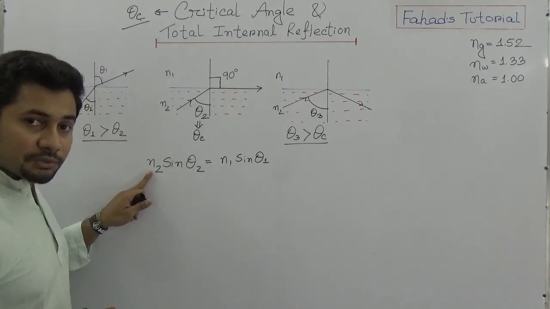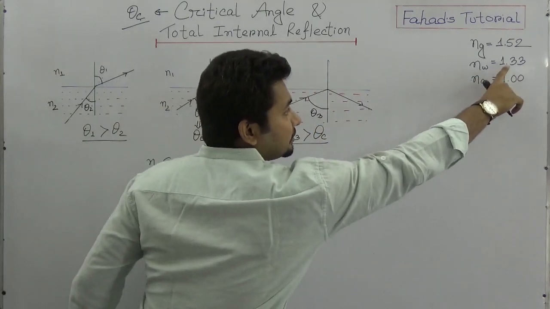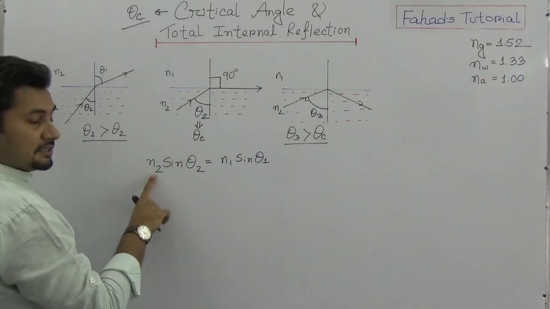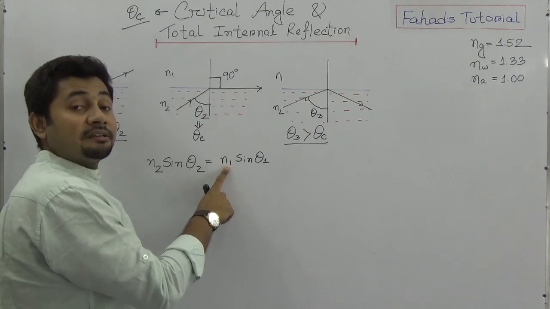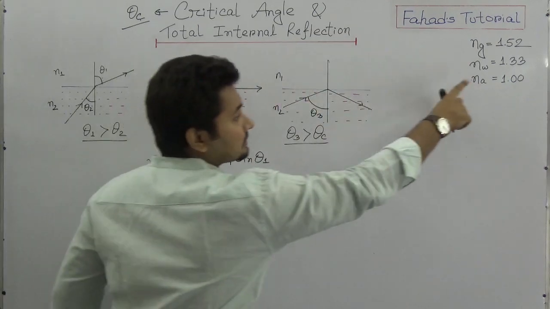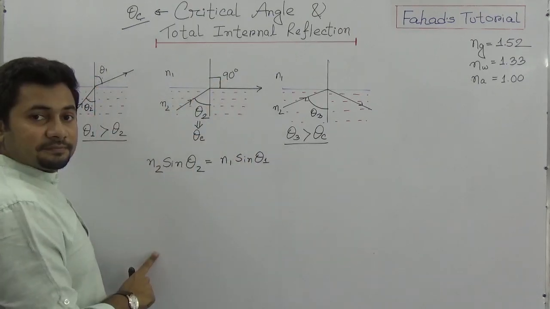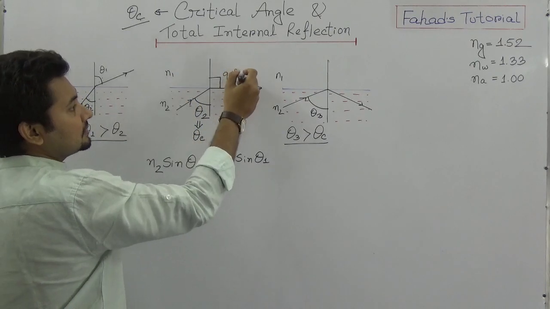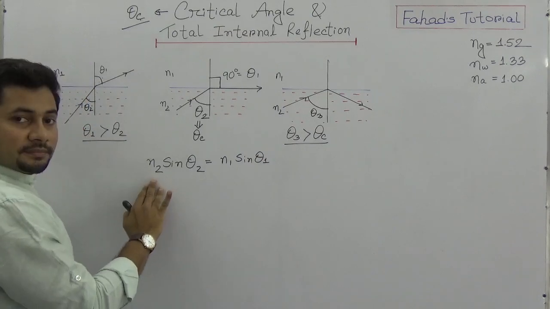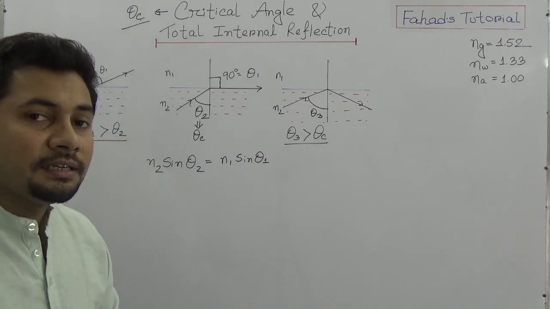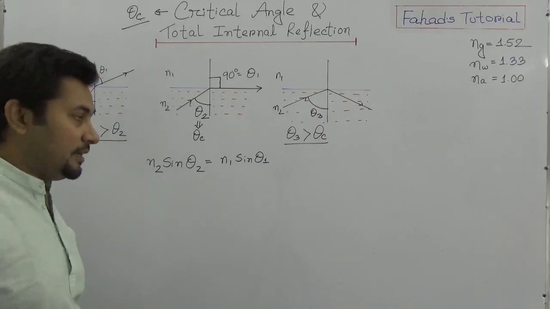So now this n2 is the refractive index of water, which is 1.3. Think about it. This sine theta 2 we don't know, but this n1 is the refractive index of air, which is 1.00, and this theta 1 we know is 90 degree. This is n1, so this is theta 1. n2, so this is theta 2. Simple.